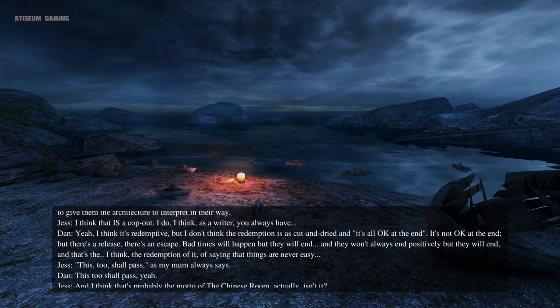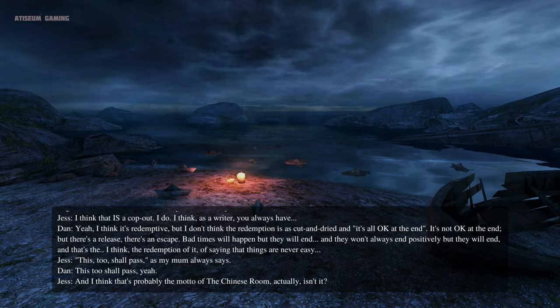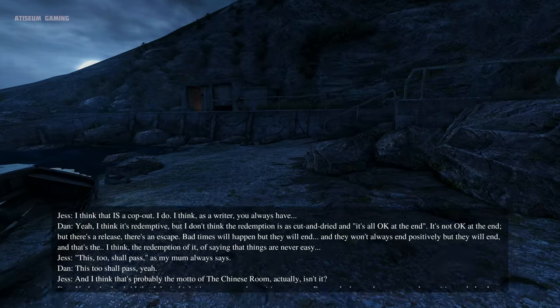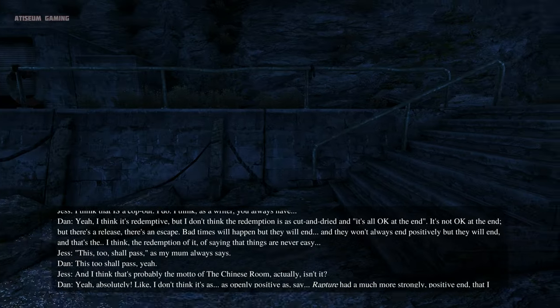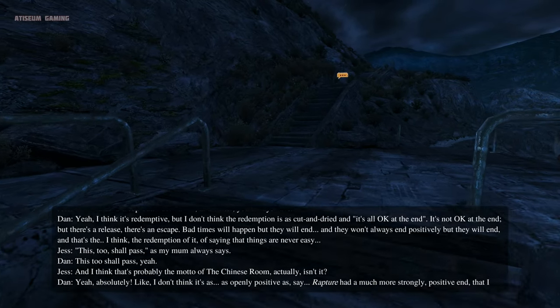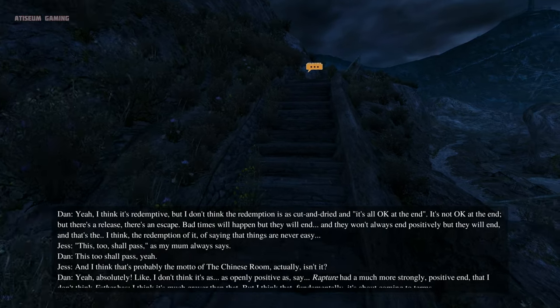This too shall pass, which my mum always says, and I think that's probably the motto of The Chinese Room, absolutely. Isn't it? I don't think it's as openly positive as, say, Rapture, which had a much more strongly positive end. I don't think Esther had. I think it's much greyer than that. But I think fundamentally it's about coming to terms.